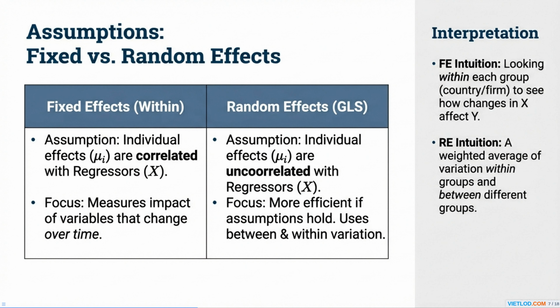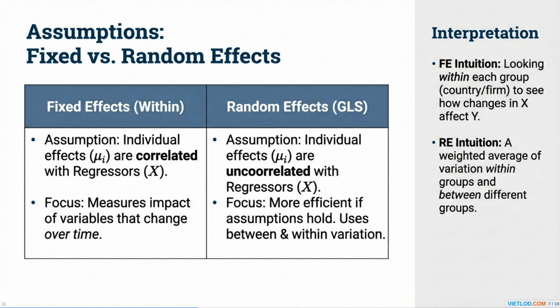The core difference between the fixed effects and random effects models lies in the assumption about the individual effect, mu I. The fixed effects, or FE, model assumes that mu I is correlated with the regressors XIT. It treats mu I as a fixed parameter, or intercept, to be estimated for each individual, effectively controlling for its influence. The FE model focuses on within variation, how changes in X over time for a given individual affect Y. This means we are looking within each group, country, firm, to see how changes in X affect Y.